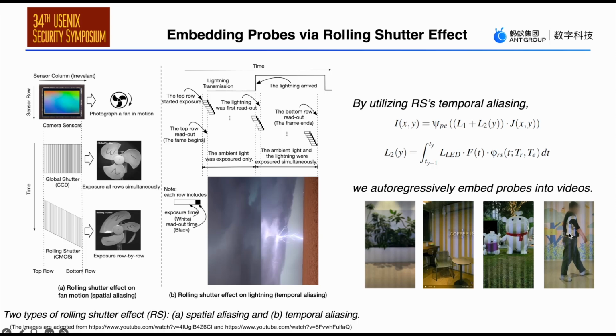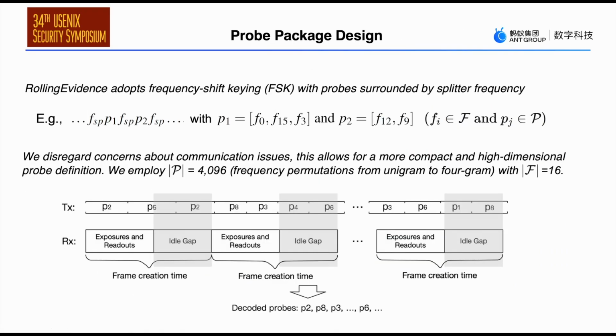The rolling shutter effect in CMOS sensors, caused by row-by-row scanning, distorts fast-moving objects or creates temporal aliasing under flickering lights. RollingEvidence leverages this aliasing to embed probes as strip patterns, autoregressively, ensuring robust tamper detection across video frames. Unlike visible light communication systems, which prioritize data integrity and transmission speed, RollingEvidence focuses on detecting tampered frames.